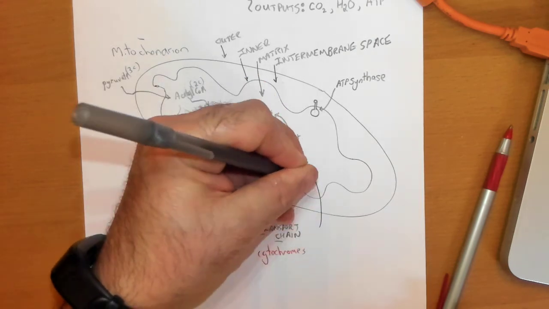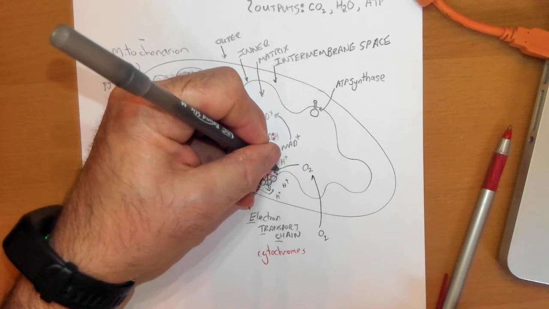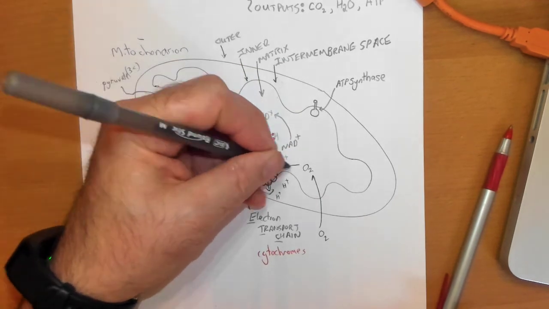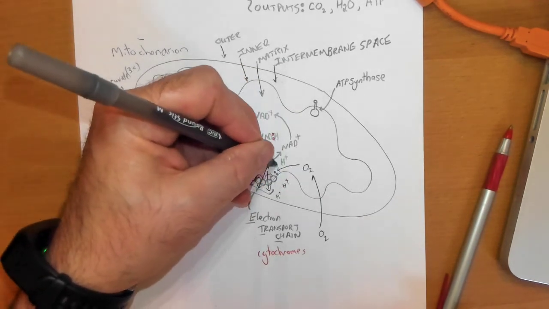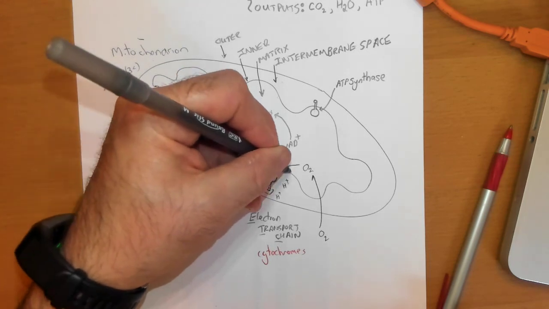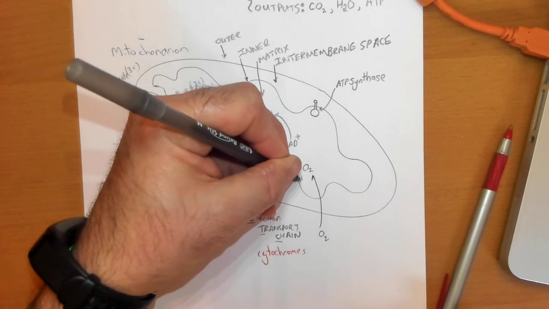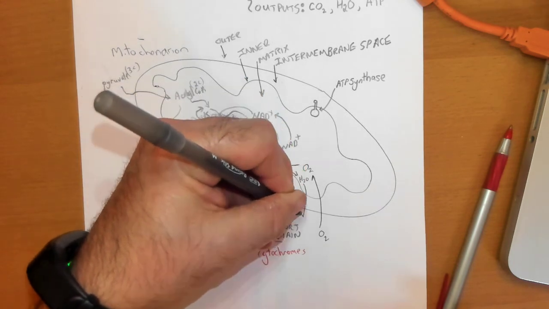O2 is an input. O2 comes in, takes the electrons, 1 oxygen plus 2 electrons, which are negative, plus 2 H ions, and what comes out of this is water, which is a waste product.